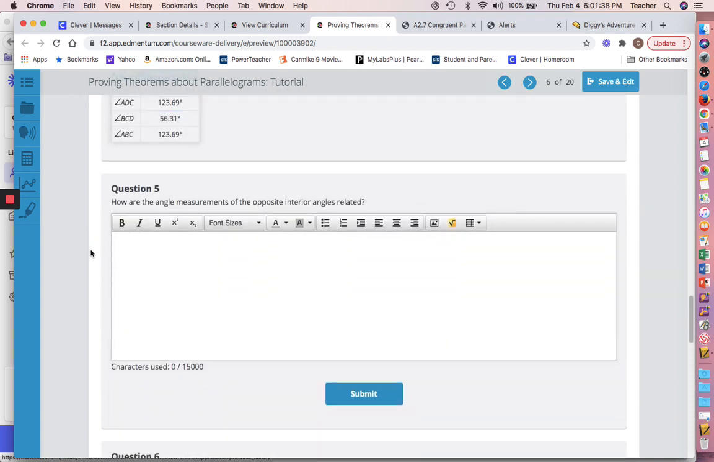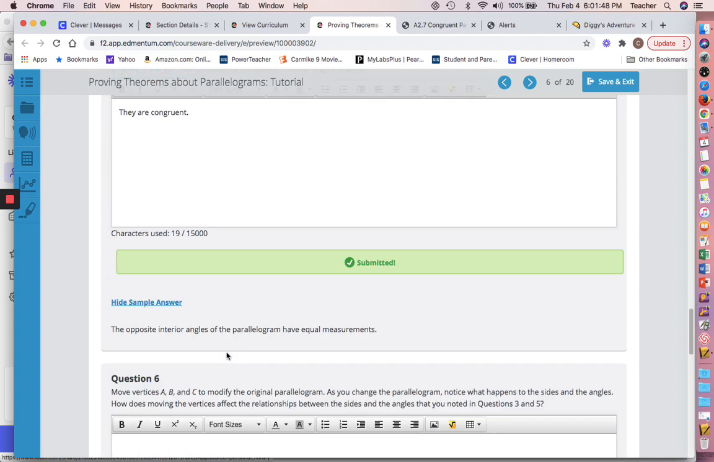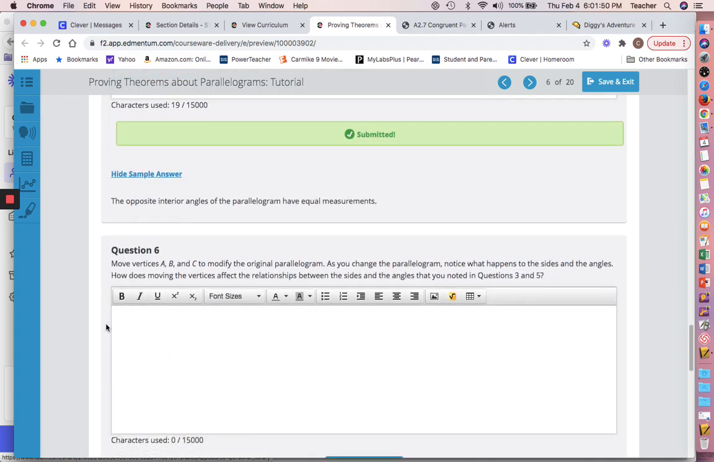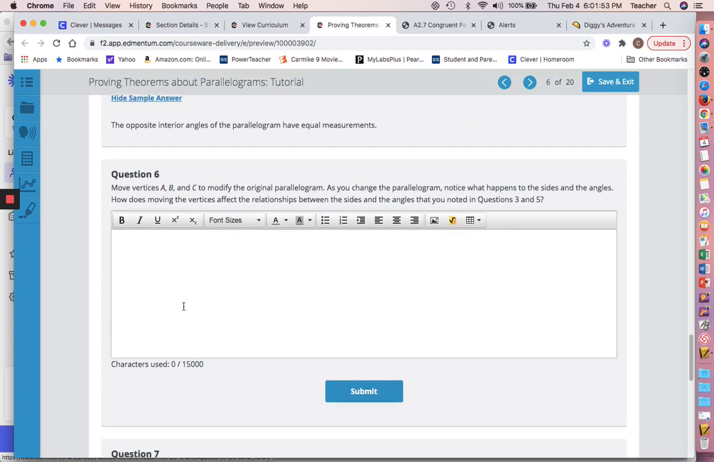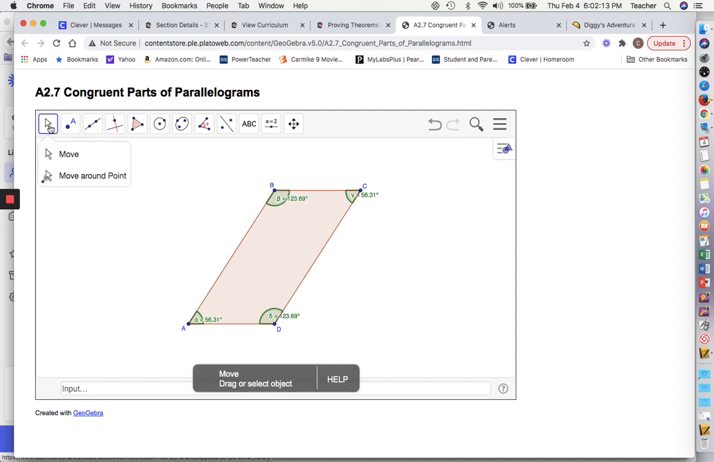Question 5. How are the angle measurements of the opposite interior angles related? They are congruent. All right, question 6. Move vertices A, B, and C to modify the original parallelogram. As you change the parallelogram, notice what happens to the sides and the angles. How does moving the vertices affect the relationships between the sides and the angles that you noted in question 3 through 5? I'll tell you right now, it's not going to change.